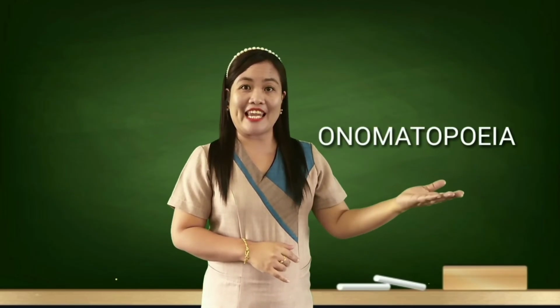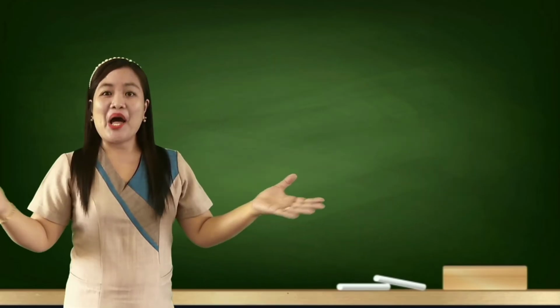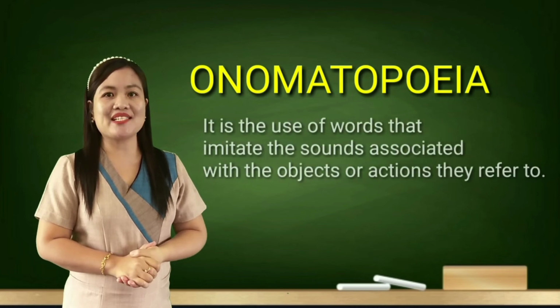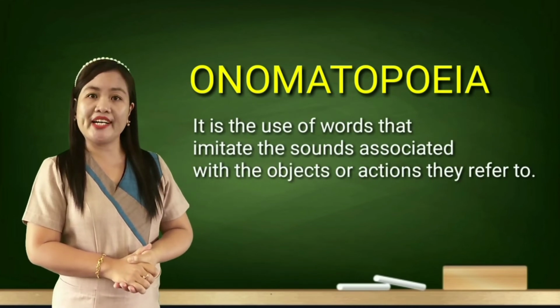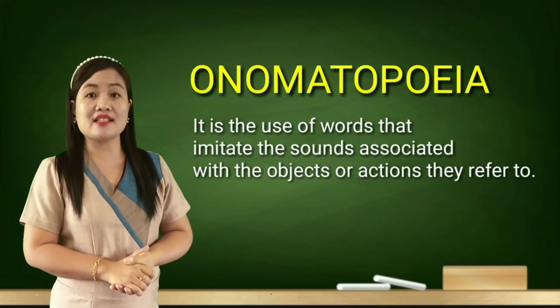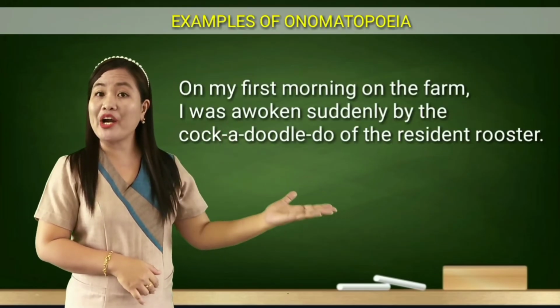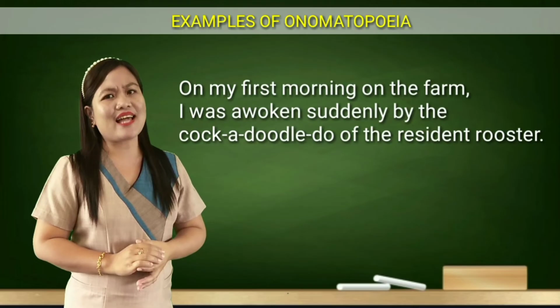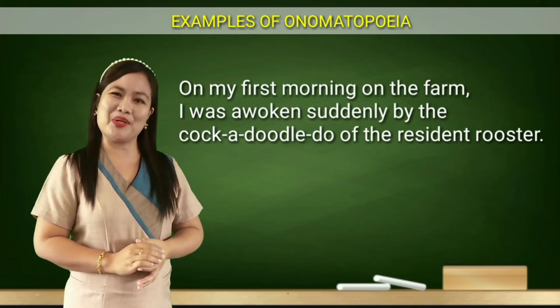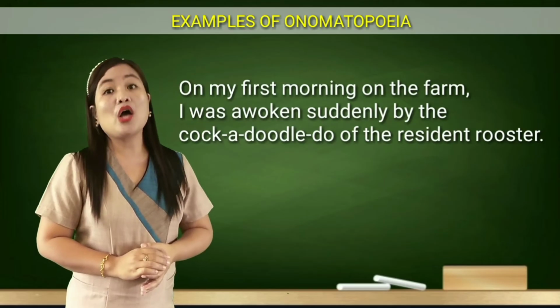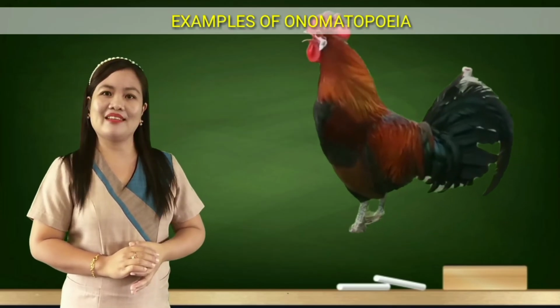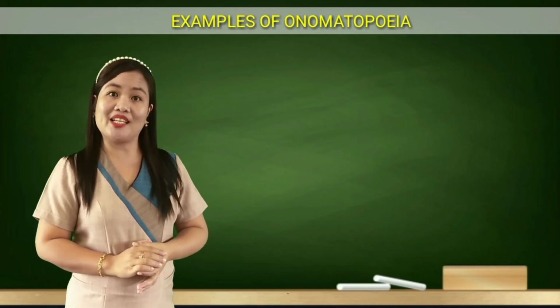Alliteration sounds exhilarating, right? We're down to the last two common types of figure of speech: onomatopoeia and oxymoron. Onomatopoeia makes words from sounds. It is the use of words that imitate the sounds associated with the objects or actions they refer to. On my first morning on the farm, I was awoken suddenly by the cook-a-doodle-doo of the resident rooster. Cook-a-doodle-doo is a sound associated with a rooster.